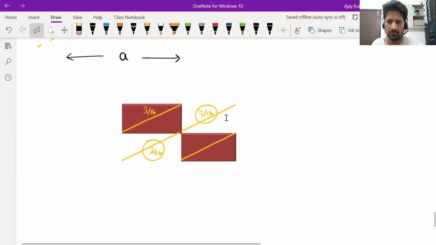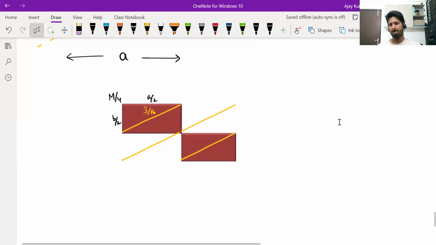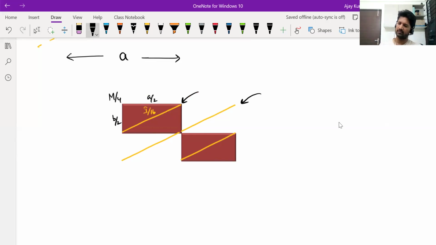Okay. Now, these two rectangles that are left, we have to express their moments of inertia also about the original diagonal. Then we can get the total system's moment of inertia. Now, this rectangular piece, its mass is m by 4. Its side here is a by 2. This side is b by 2. We want its moment of inertia about the big diagonal. Its diagonal and the original rectangle's diagonal are parallel axes. So we'll use parallel axis theorem.